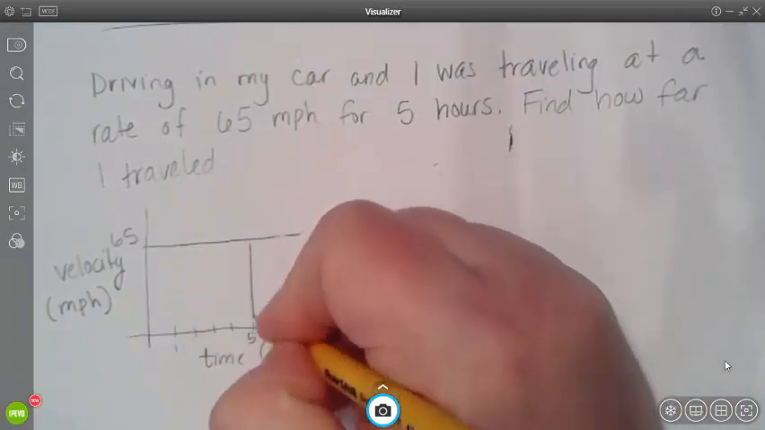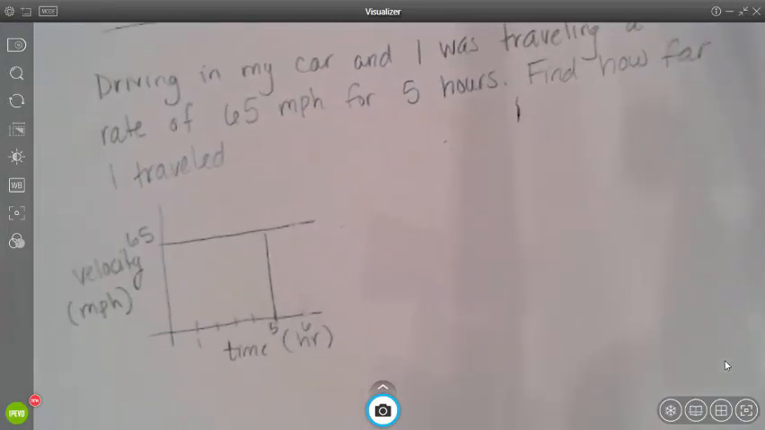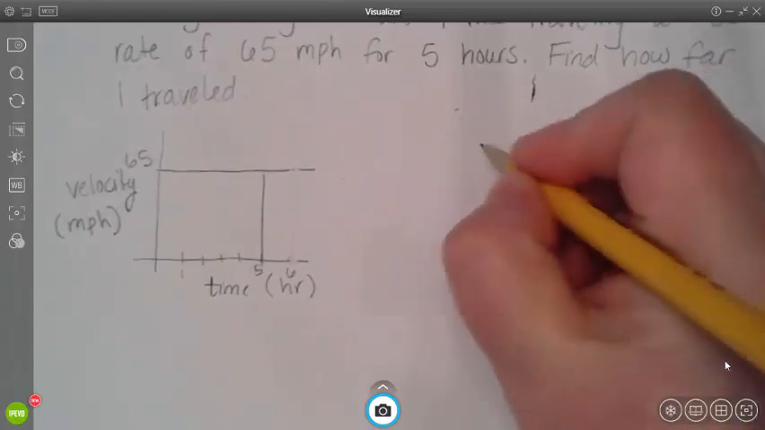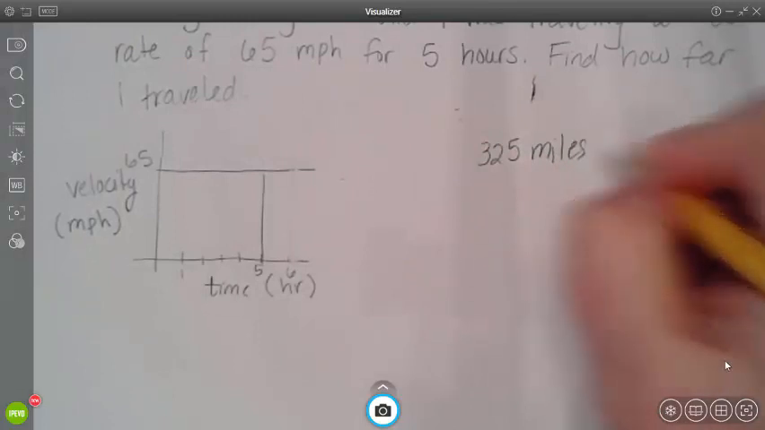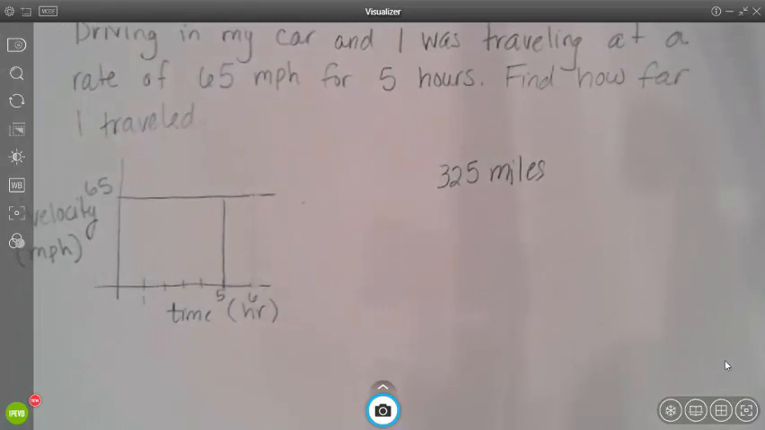So even before I drew this out, I know what many of you are thinking. Many of you are thinking, well, you traveled 65 times 5 hours is 325 miles. So right away you're like, Ms. Jorgensen, we're not stupid. You drove 325 miles, which is correct. I did. Okay, but we want to look at that graphically here.